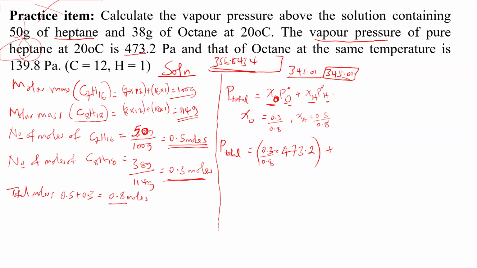No, octane is one. Octane is 139.8. Okay, nice. Now I can see we are there. So here it is 139.8. Then for XH is 0.5 over 0.8 times 473.2. Okay, get me the answer here.